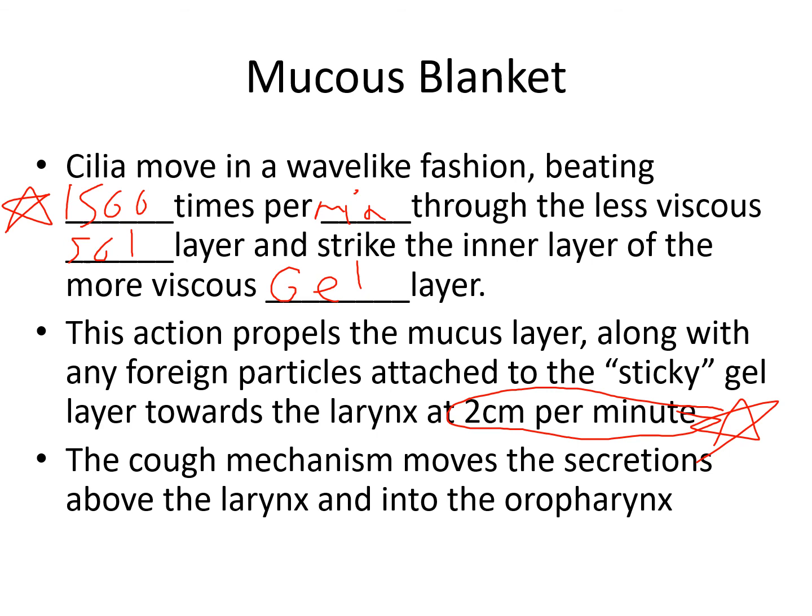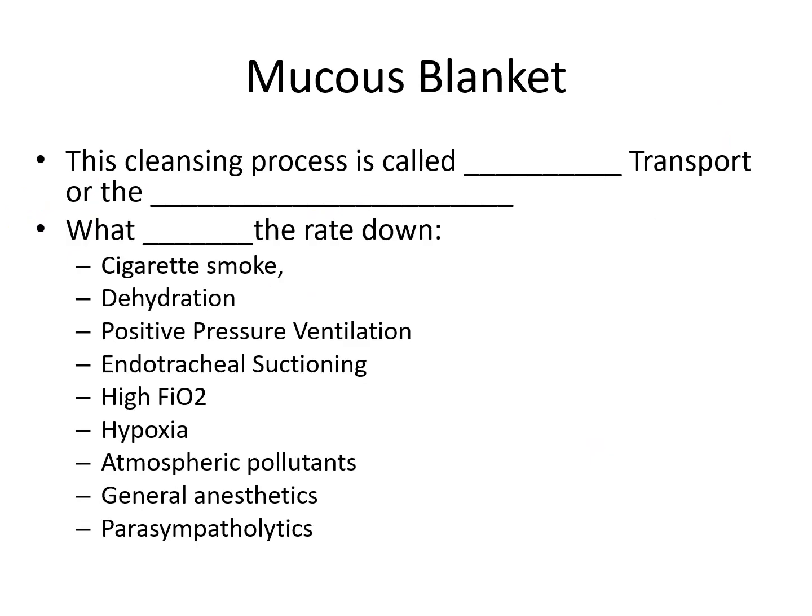1500 times per minute. And what's the rate, or how fast does the mucus move towards the trachea? Well, it moves at 2 centimeters per minute. That's the distance a trapped pathogen would travel over the course of a minute on its way out. So the cilia are beating really fast, and the rate of the mucus blanket movement is also really fast comparatively. The cough mechanism is what ultimately will move the secretions above the larynx into the oropharynx.